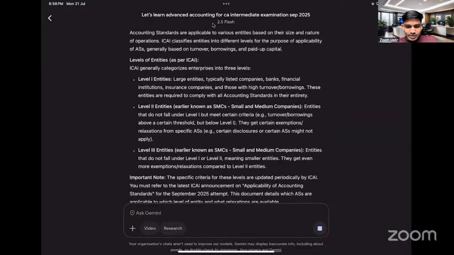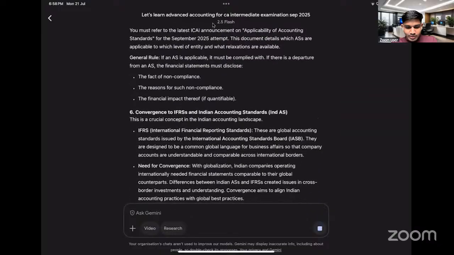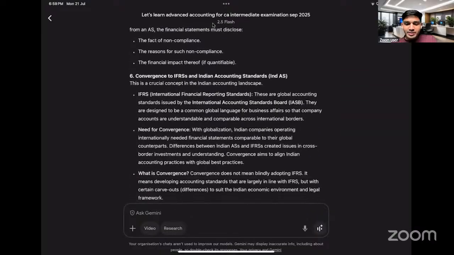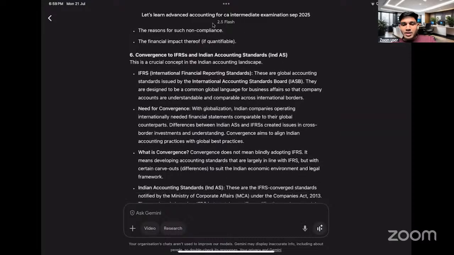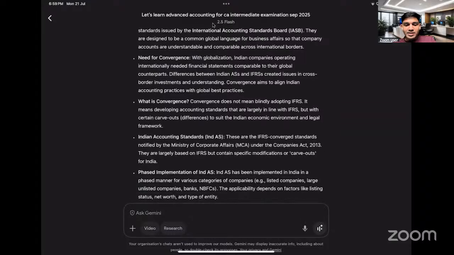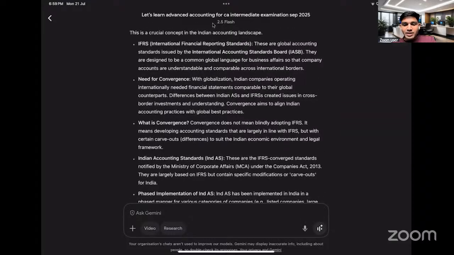First, we will see convergence to IFRS and Indian accounting standards. This is a crucial concept in the Indian accounting landscape. IFRS, that is International Financial Reporting Standards, are global accounting standards issued by the International Accounting Standards Board, that is IASB. They are designed to be a common global language for business affairs so that company accounts are understandable and comparable across national borders.